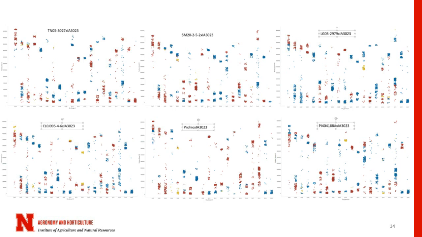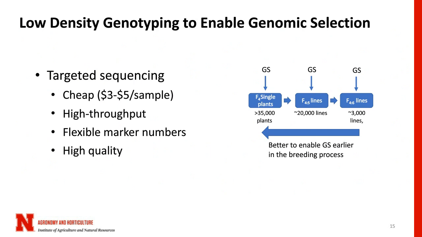So when we wanted to enable genomic selection in soybean, we really thought about low density genotyping to enable it in this generation of these F4-6 lines, F4-5 lines, or even, ideally, F4 single plants before we're even driving lines. And this is looking at targeted sequencing where we could get it cheaply and really with a targeted price of $3 to $5 a sample. The cheaper we can get it, the earlier we can drive it in this breeding process.